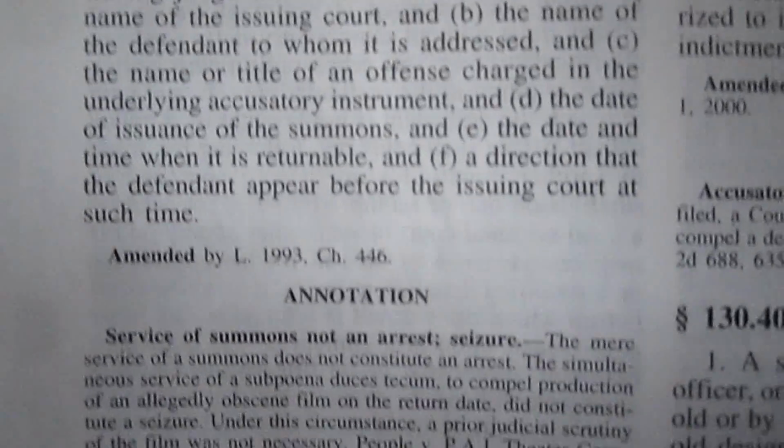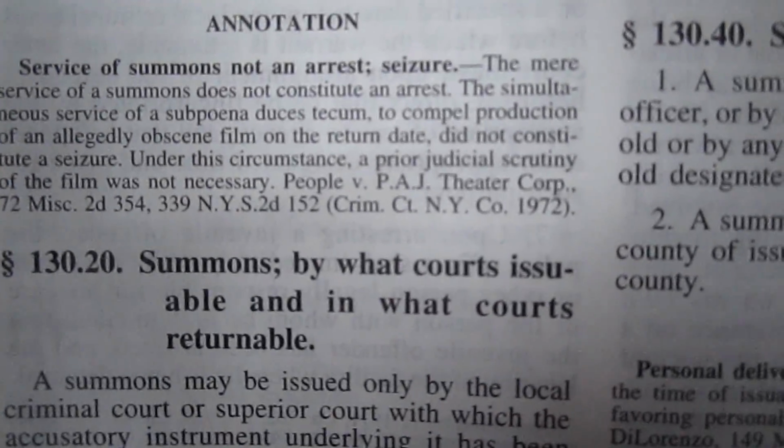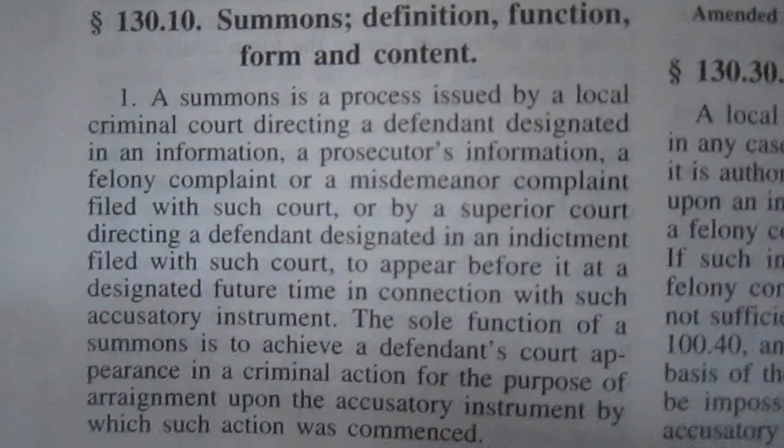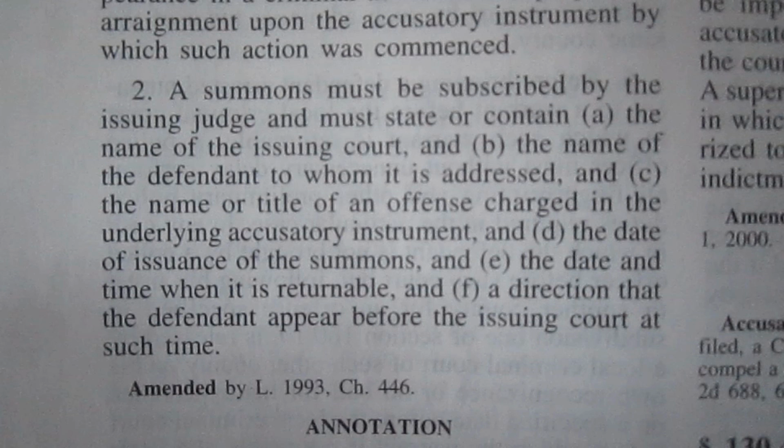For New York State, for example, what we would be doing then is looking up section... Well, for starters, you can just go to the index and look up summons, for example. Under criminal procedure law here in New York State, it's under section 130.10. Summons definition, function, form, and content. And it explains here the process, what it is, and the process used. And under number 2, we see here a summons must be subscribed by the issuing judge and must state or contain so on and so forth.